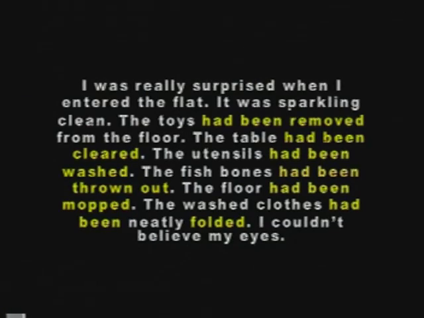I was really surprised when I entered the flat. It was sparkling clean. The toys had been removed from the floor. The table had been cleared. The utensils had been washed. The fish bones had been thrown out. The floor had been mopped. The washed clothes had been neatly folded. I couldn't believe my eyes.